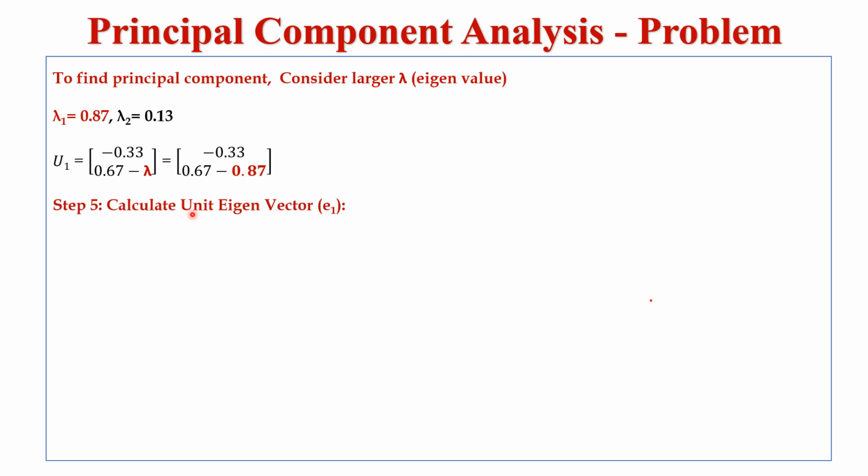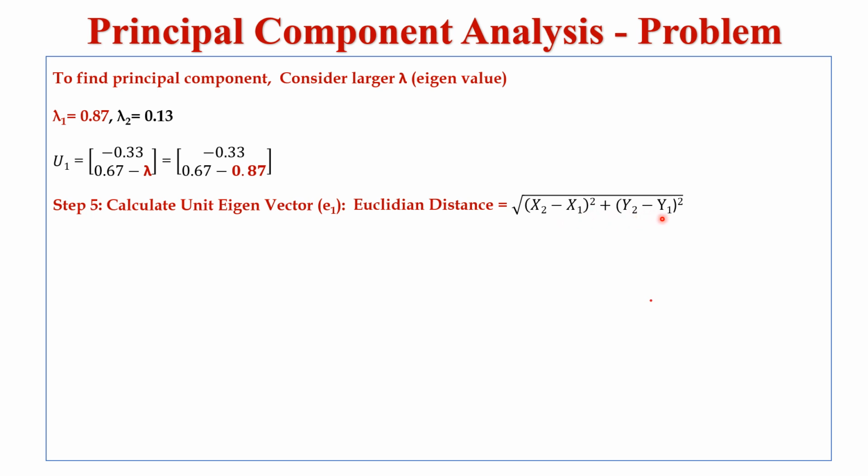In step 5, we have to calculate the unit eigenvector E1. For that, we have to calculate the distance of U1. We are using the Euclidean distance formula, that is, square root of (x2 minus x1) the whole square plus (y2 minus y1) the whole square. Here we have x2 and y2 values, but we don't have x1 and y1 values. So we can consider that as the origin, 0, 0, and substitute the value 0 for x1 and y1.